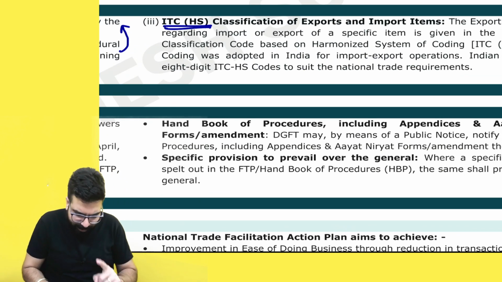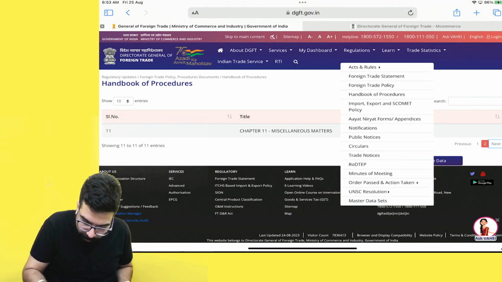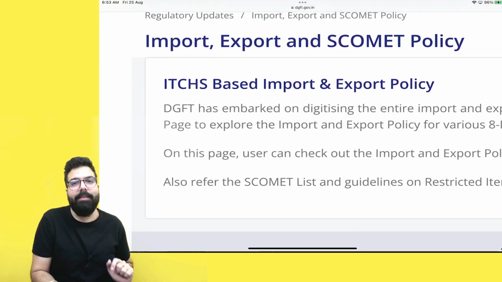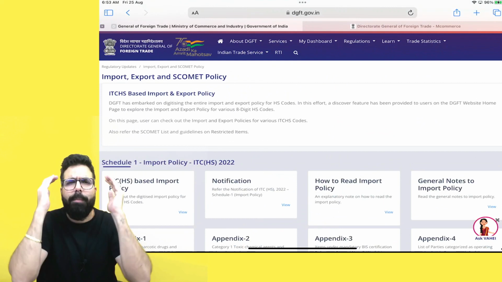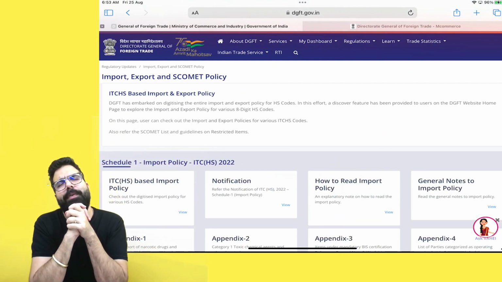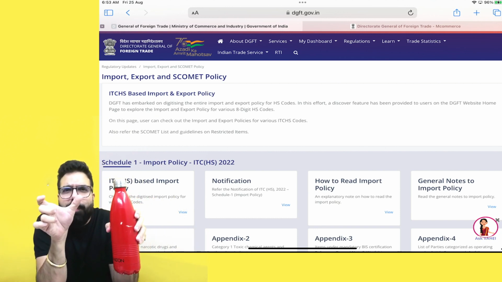Sir, what is the ITC-HS? See, I'll show you over here. This is the ITC-HS, Import Export Policy, ITC-HS. Can you see over here? Sir, what is ITC-HS? Do you remember in customs, we had learned about the classification of goods? Yes, sir, we learned how this bottle will be classified, what the HSN code will be.